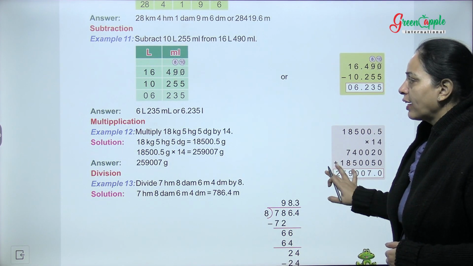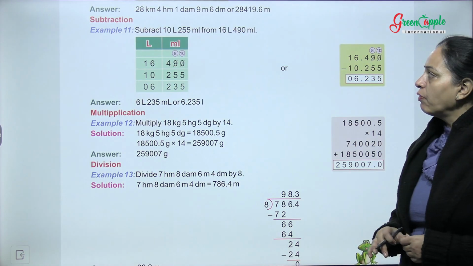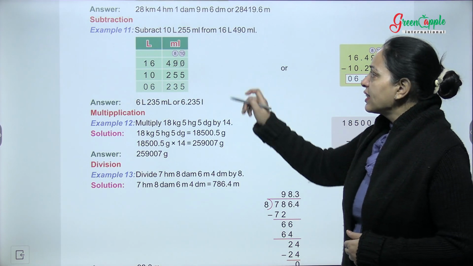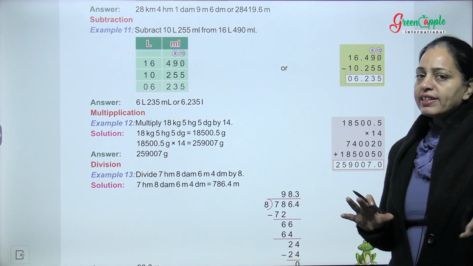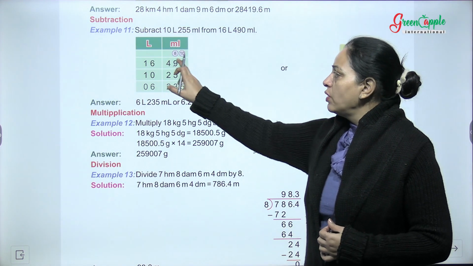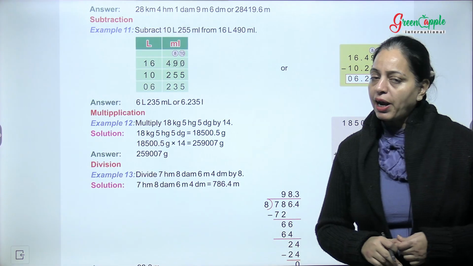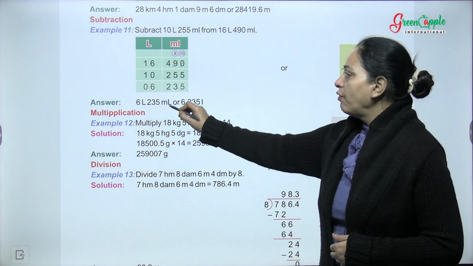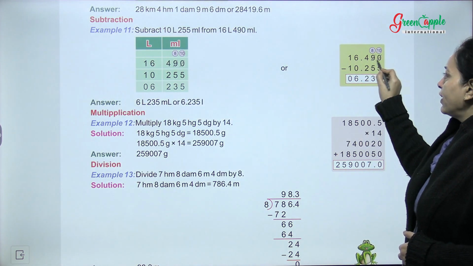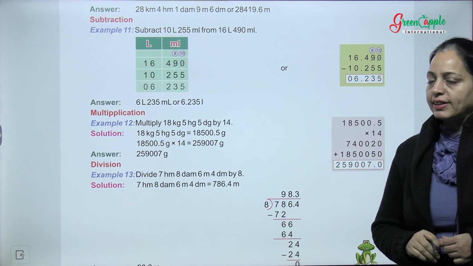Now subtraction. Example 11, subtract 10 liter 255 milliliter from 16 liter 490 milliliter. So first arrange liter and milliliter columns. So just write the numbers and do the subtraction, like we do in simple numbers. So this is the value, or we can do by decimal form like this, right?